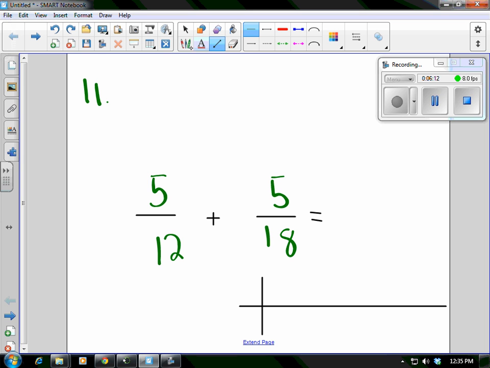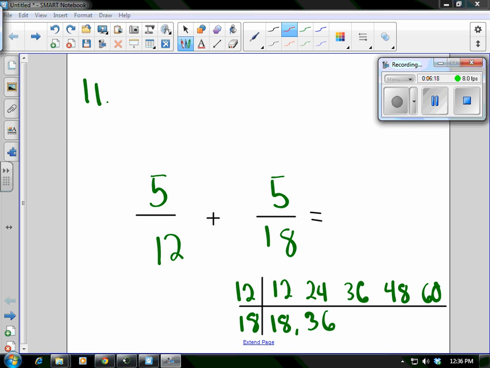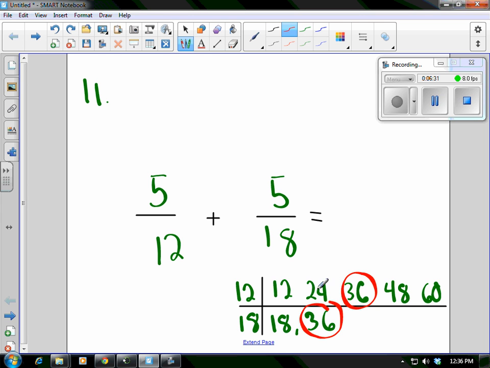Okay, 12 doesn't fit into 18. We're going to have to use our little T-chart. So we start with 12, we start with 18. Alright, I did that real quick. But as I laid these out, and it took me a minute just to do, I stopped when I first saw my common number, which was 36. 18 times 2 is 36, and 12 times 3 is 36. Okay, so my common denominator is going to be 36.